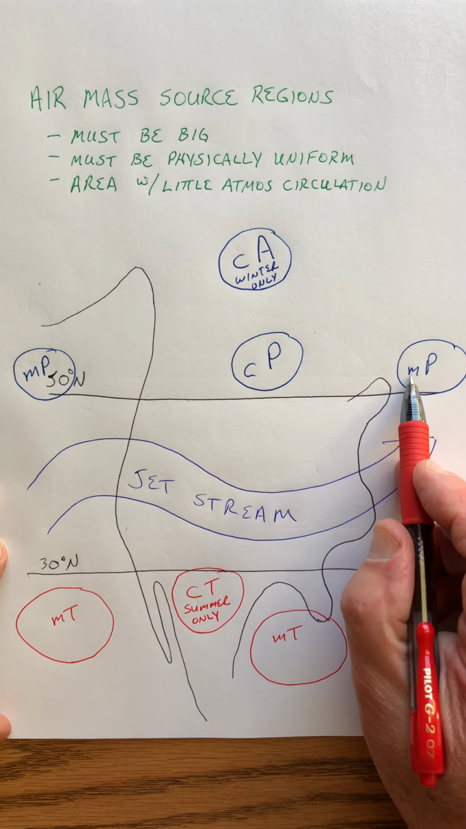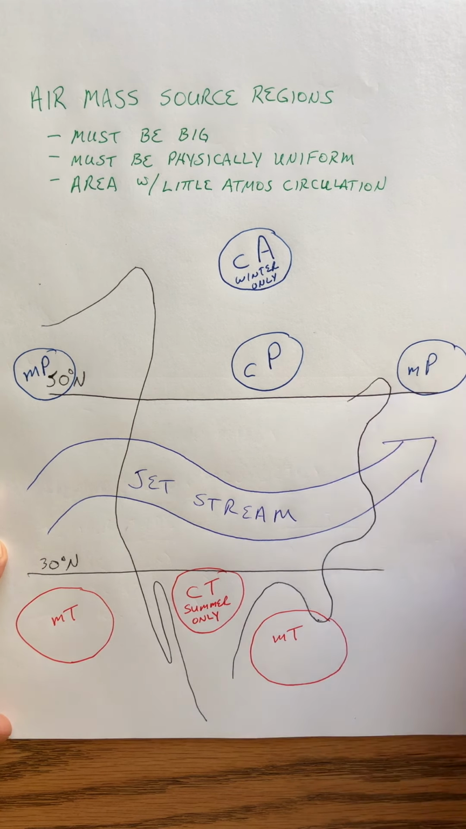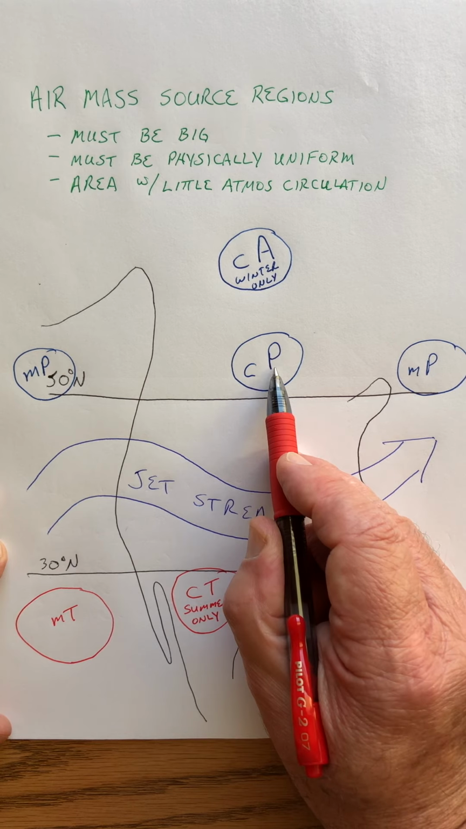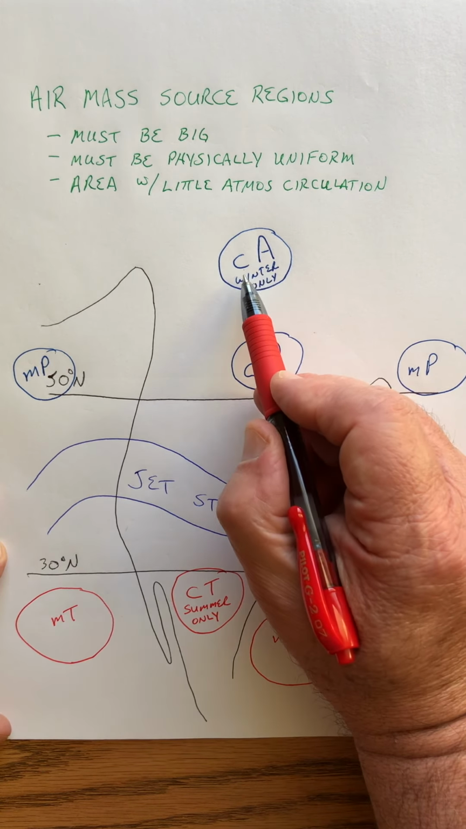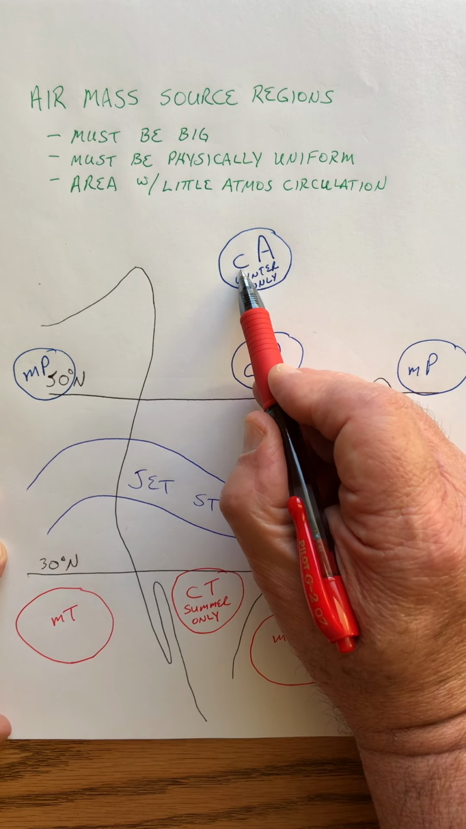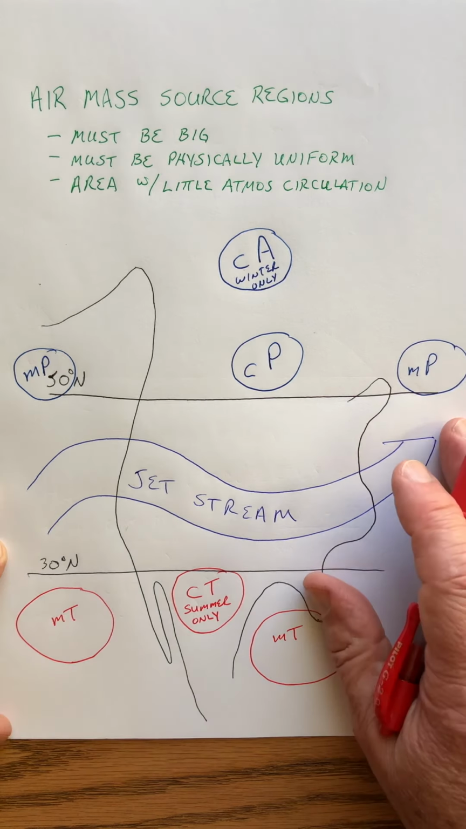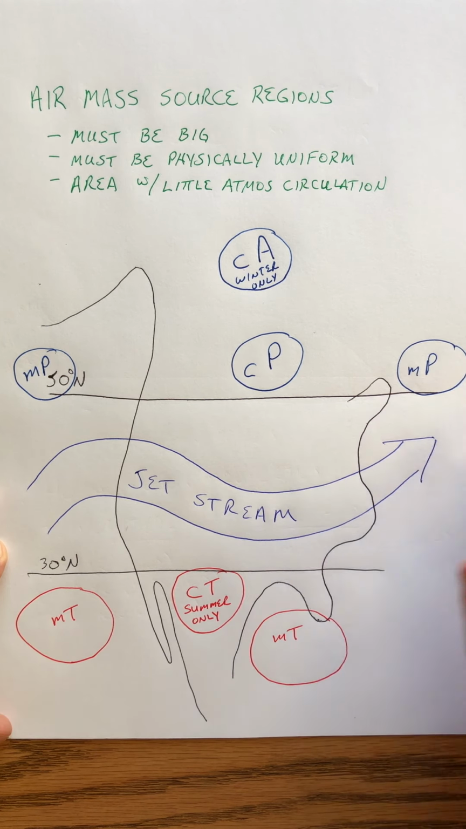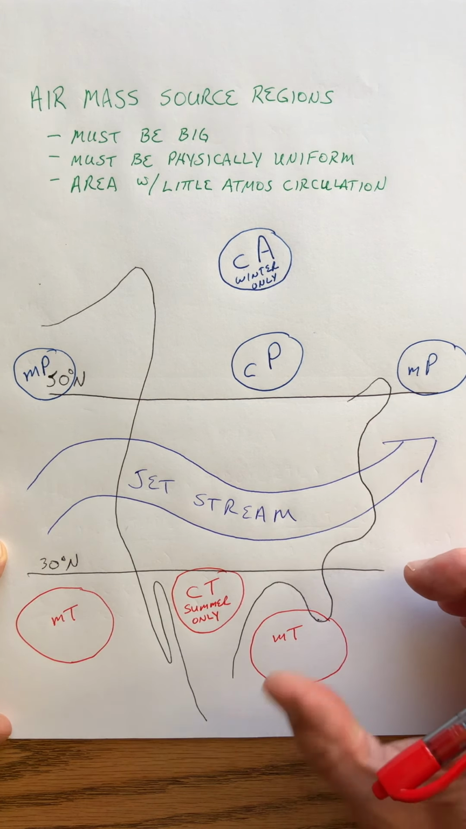Maritime polar, maritime means it's moist, polar means it's cold, or in this case probably cool. Continental polar, continental means it's dry, polar means it's cold, cold and dry. Continental Arctic means that it's going to be continental, it's going to be dry. Arctic means it's going to be very cold. Okay? And so those are the source regions that are important to the United States. And so now we've covered air masses. Next we're going to talk about fronts.